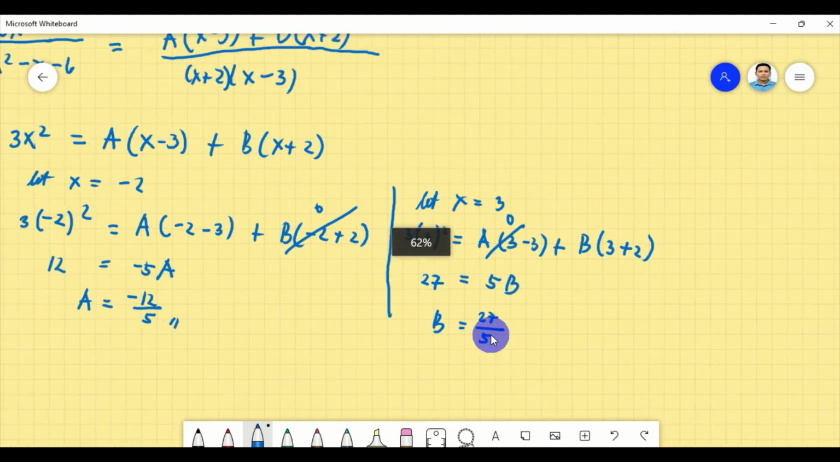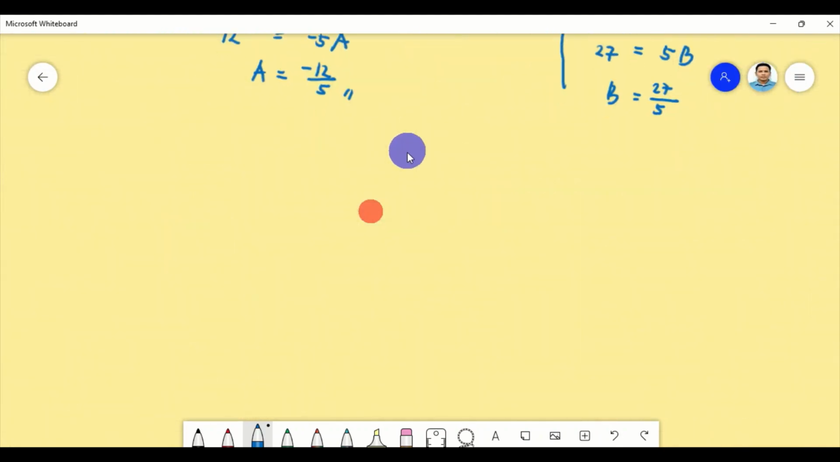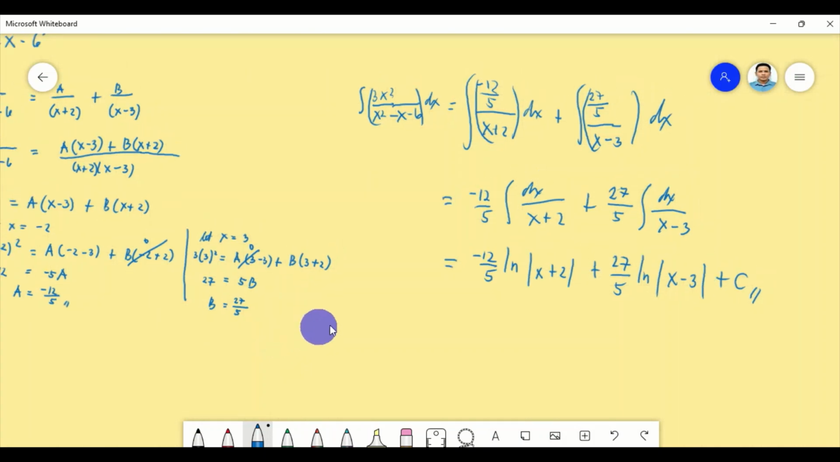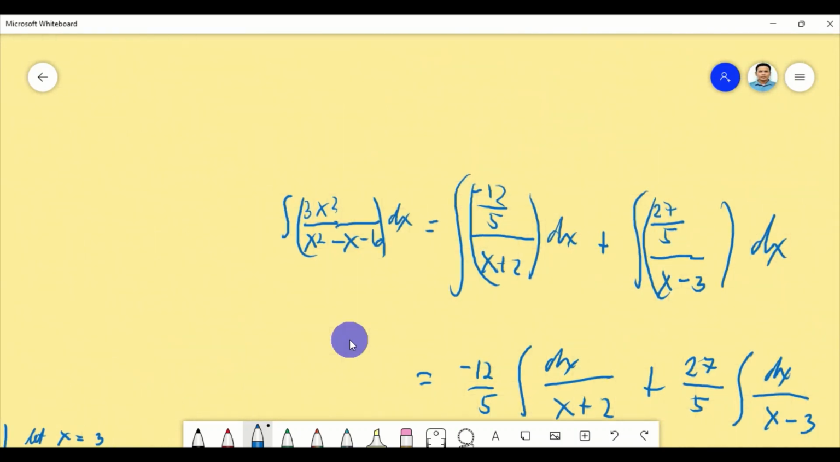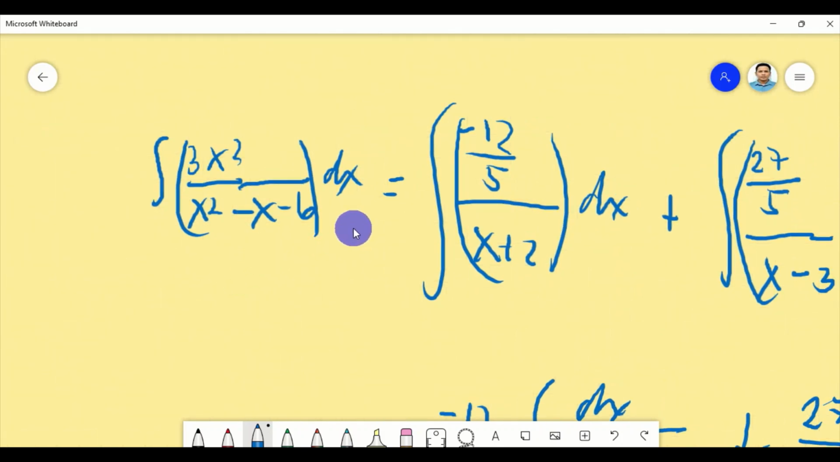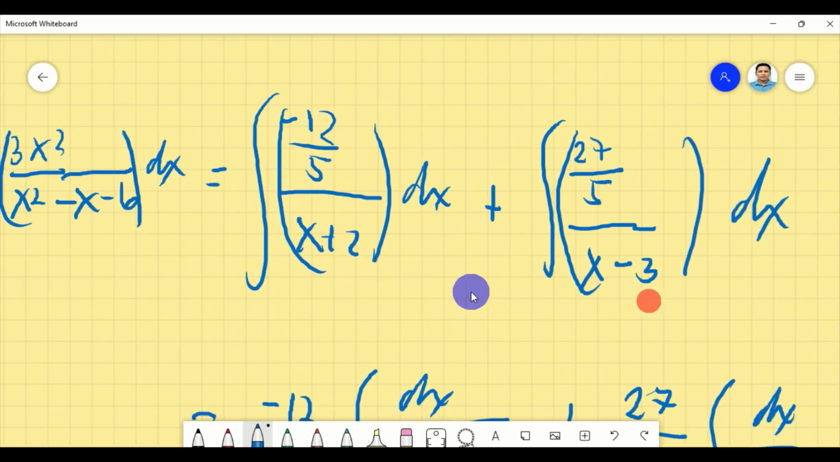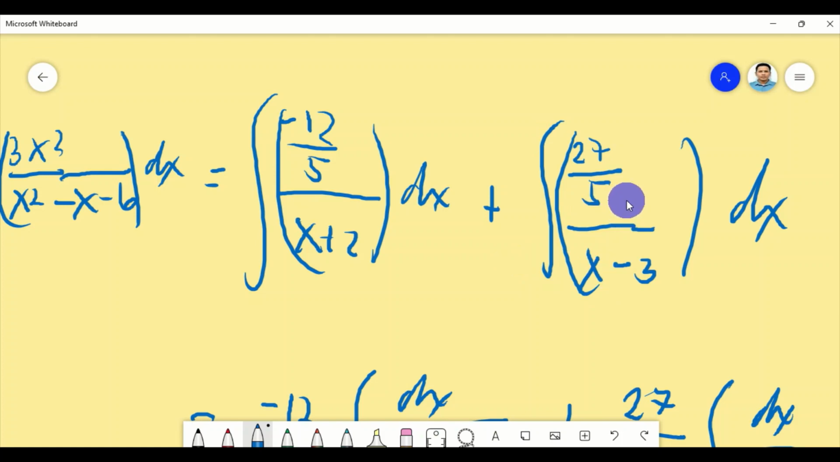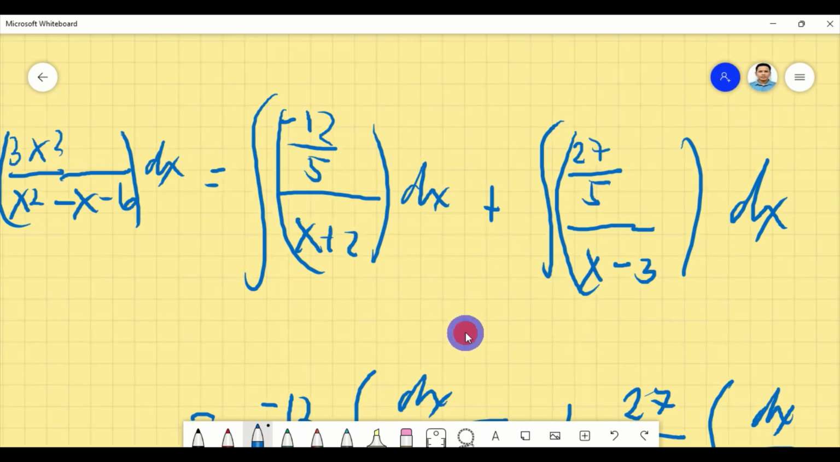We now have the values of A and B. So in our next step, we are now ready to solve for the integral of the function. So the integral of the function 3x squared over x squared minus x minus 6 dx is therefore equal to the integral of, where the value of A is negative 12 over 5, so we replace A by that value here, negative 12 over 5 all over x plus 2 dx plus the integral of 27 over 5 all over x minus 3 dx.